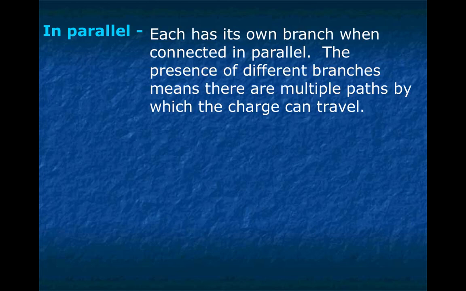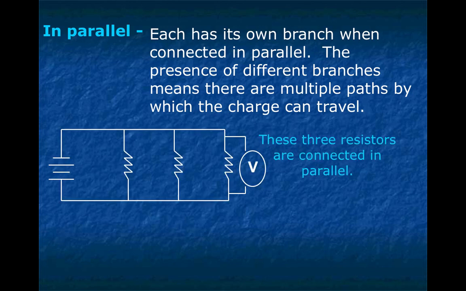The other way to build a circuit is in parallel. Okay? In parallel, each resistor has its own branch. Now, you can add more resistors in a branch, so you could have 2 resistors in one branch, but what we'll look at is a circuit where you have each resistor in its own branch. The presence of different branches means there's multiple paths where the charge can travel.